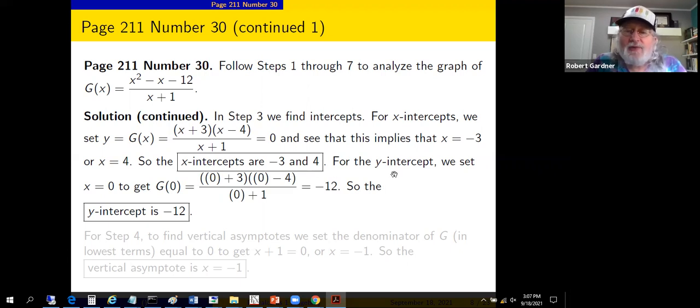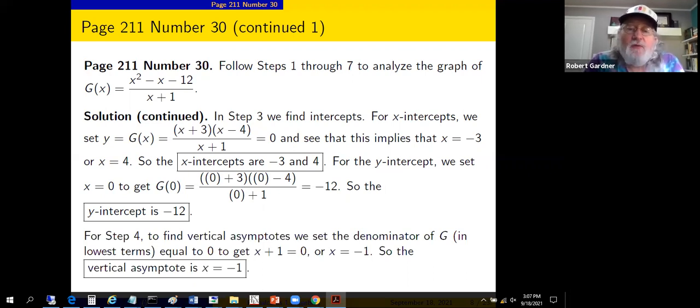To find the y-intercept, we'll set x equal to 0, plug 0 into the function. Looks like we get -12 out. So the y-intercept is -12. This we've been doing for a while with the intercepts. Step 4, vertical asymptotes. Vertical asymptotes will occur where we have division by 0, where the denominator is 0. The denominator is just x plus 1. So we got a problem at x equals -1. It's a rational function. We've got a vertical asymptote at x equals -1.